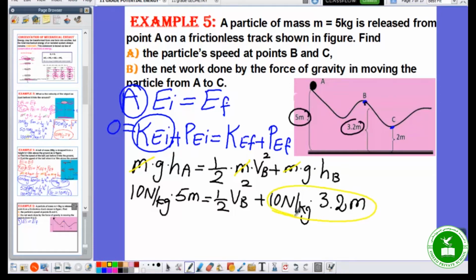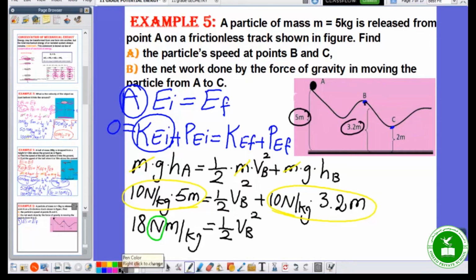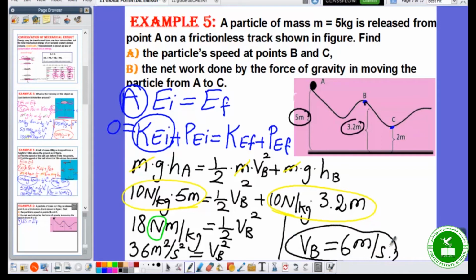Now you see, it becomes 32, right? But this one becomes 50. 50 minus 32, 18, right? So 18 Newton meter divided by kilogram is equal to 1 over 2 VB square. Again, use here Newton's second law and you will get 18 meter square divided by second square. Now if we do cross product, then 2 times 18 becomes 36. 36 meter square divided by second square is equal to VB square. Okay, from here, VB is equal to 6 meter per second. Okay, this is speed of the object at point B.